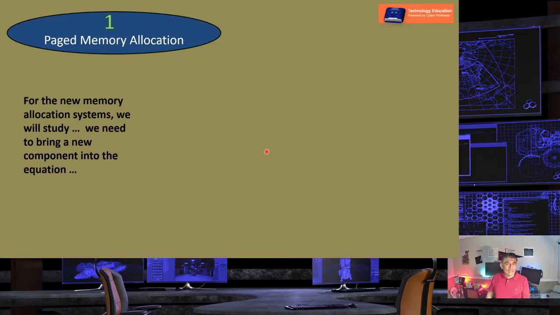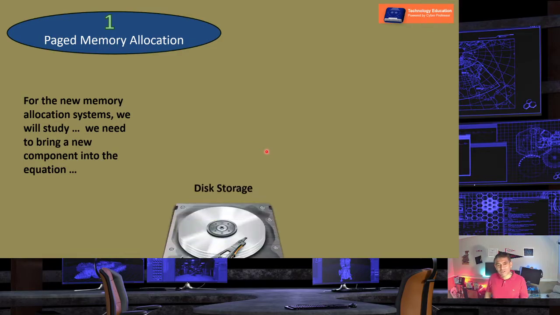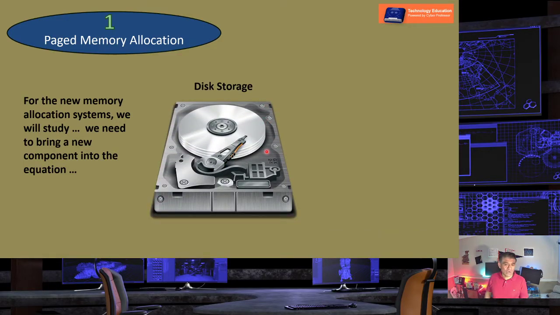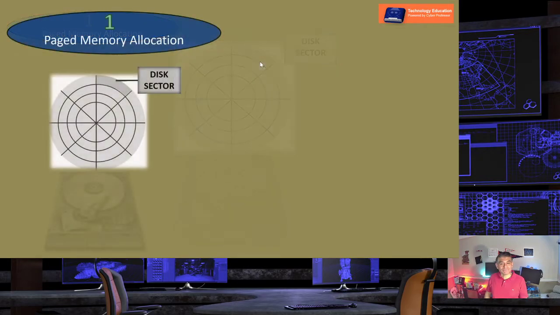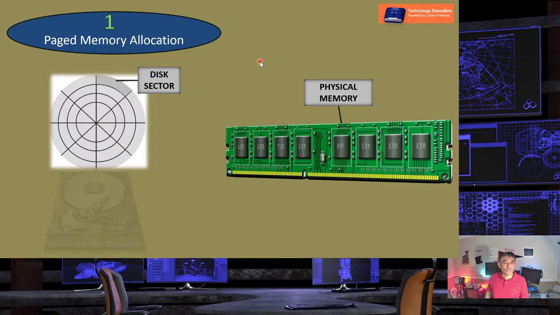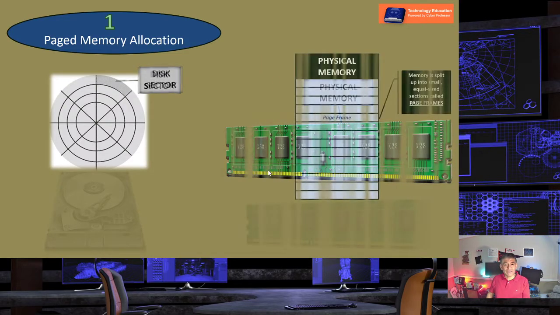But before we do that, we need to bring into the equation a couple of components. The first one is the disk storage, which resides on your computer system. The sections of a disk are called disk sectors, and the disk sector is depicted here in the dark gray. The next component we need to define is physical memory, which is depicted on the right.